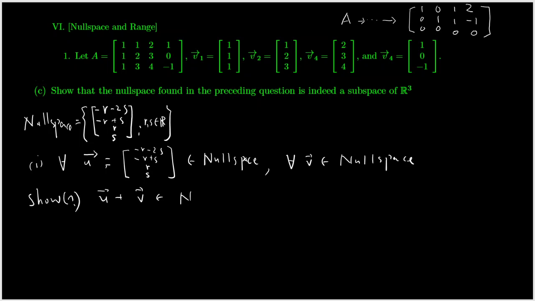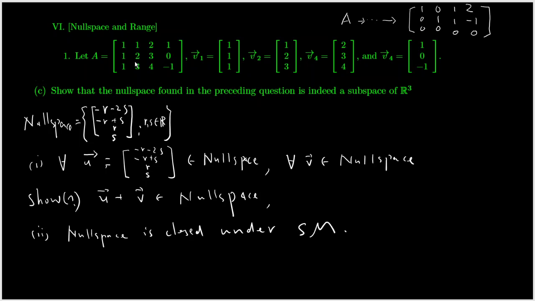I put a question mark to mean you do this on your own. We have seen a question like that too many times. I believe all of you can do that. After that, you can say the null space is closed under vector addition. And then secondly, you show the null space is closed under scalar multiplication. Do this on your own, please.